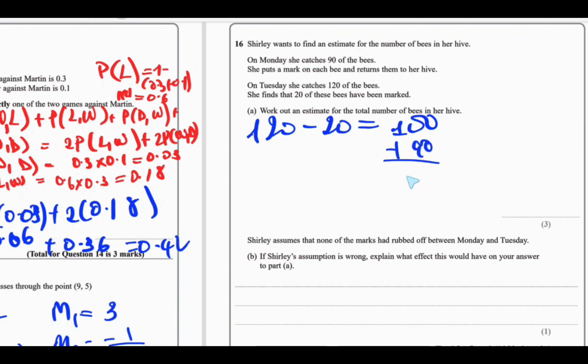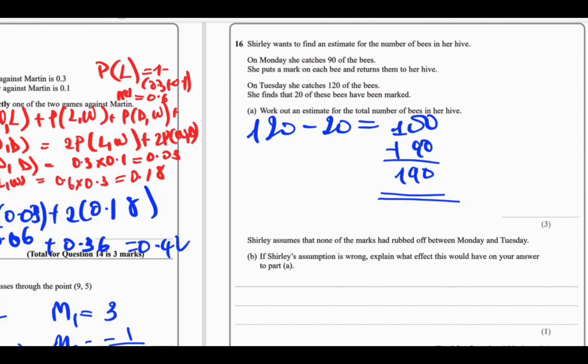Okay, guys, I realized I made a mistake. When I expanded the bracket, I forgot to put the 4d in there. So that's the mistake. Okay, the next part of the question here is, you can see that Shirley assumes that none of the marks had rubbed off between Monday and Tuesday. If Shirley's assumption is wrong, explain what effect this would have on your answer to part a.